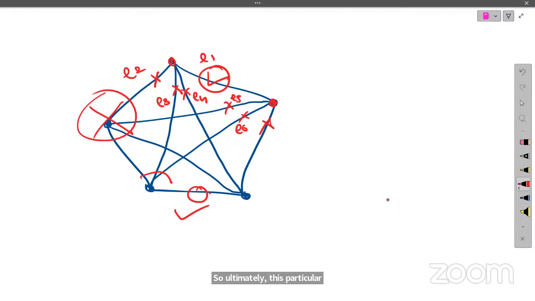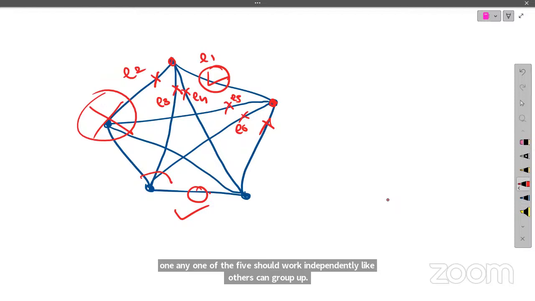So one edge will be left working independently. Like any one of the five should work independently, while the others can group up. Yeah, that's the thing. So that's why in this graph, we don't have a perfect match.